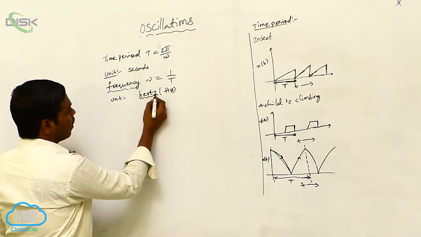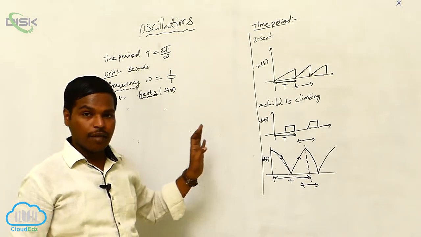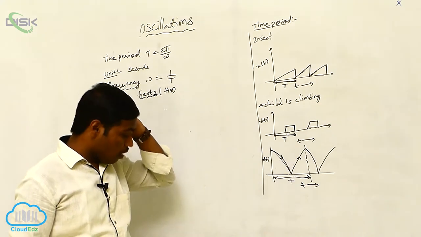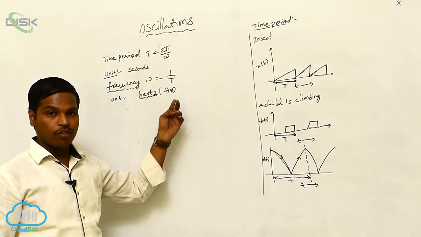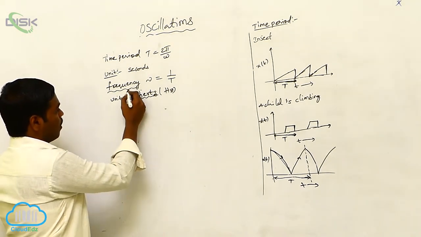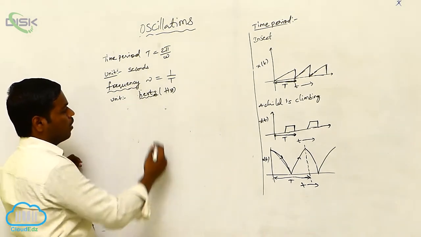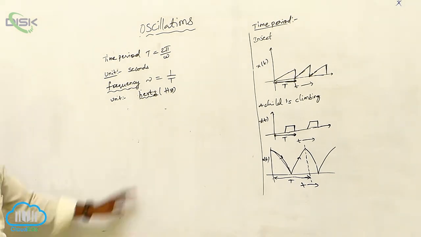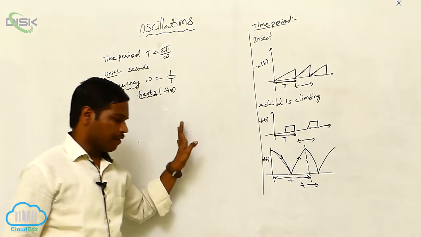Here Hertz is the name of a scientist. After discovering radio waves, the frequency unit was named the hertz, after Rudolf Hertz. Here this is about the time period and frequency.